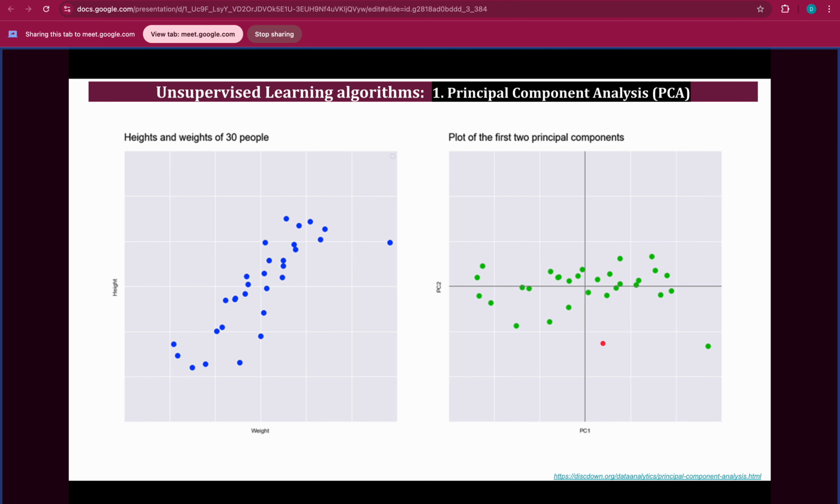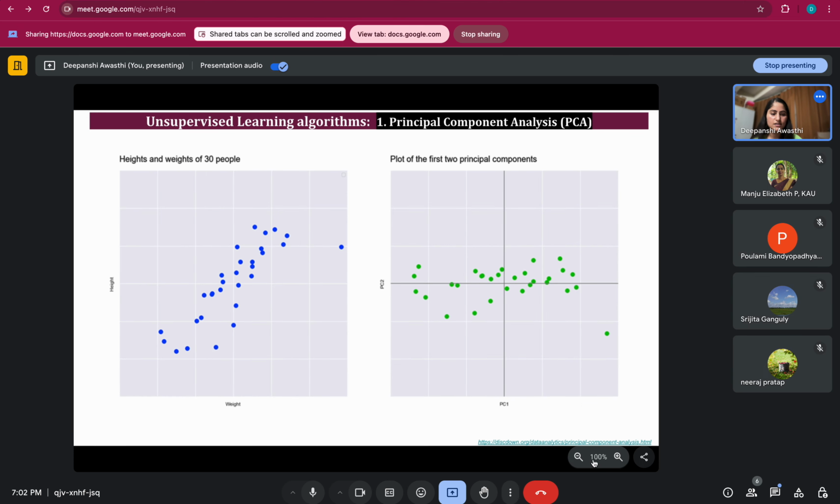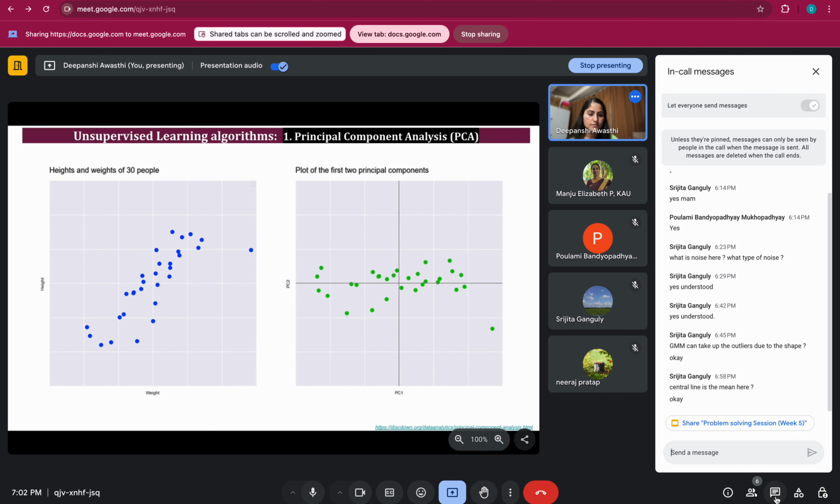Yeah, so in this case there were only 2 dimensions, but in an original data set you might have multiple dimensions. That's why you go for principal components, so that you can capture the huge variance which is present in the data points. So before moving to supervised learning, I just want to make sure whether it is clear. Okay.